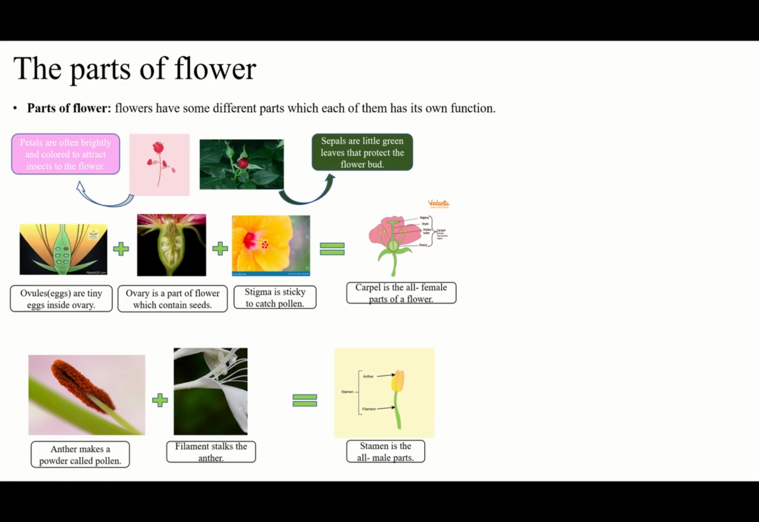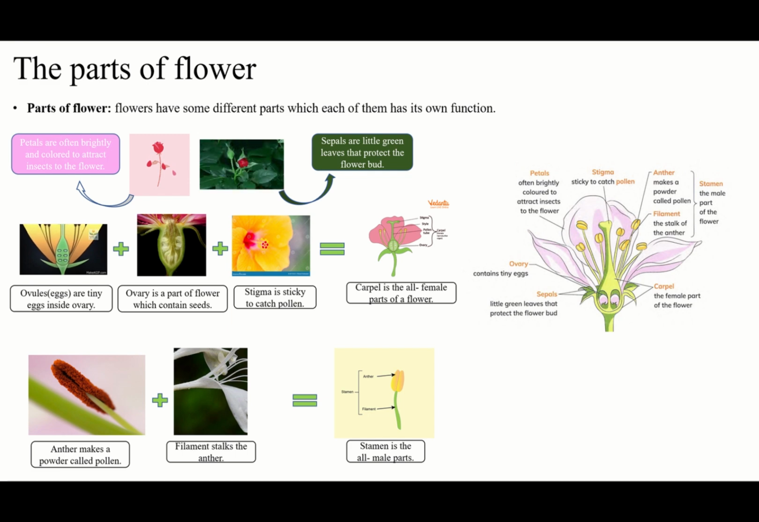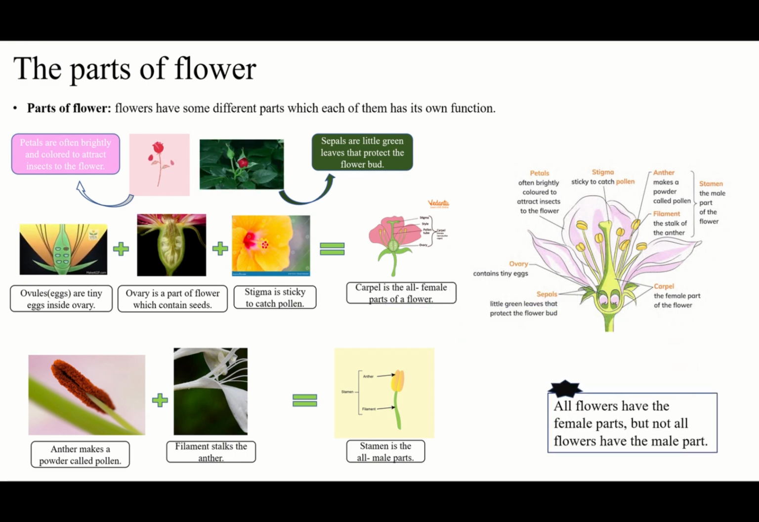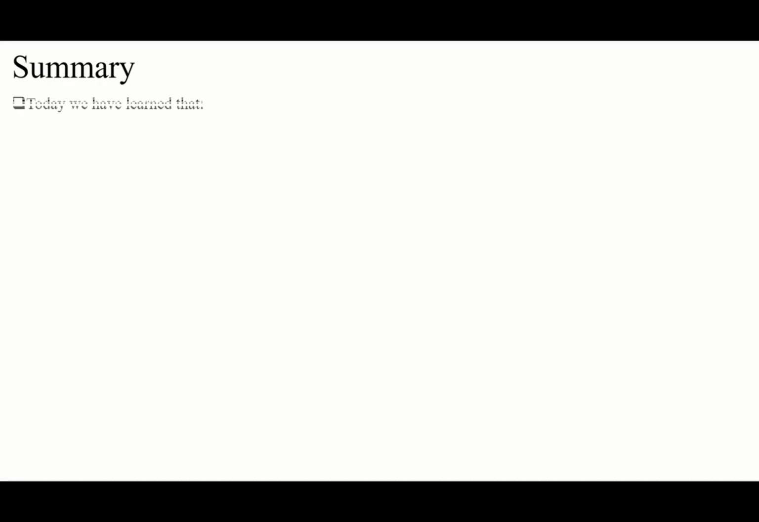So that was all the parts. And here are the parts of the flower with the names, everything. And as we said, all flowers have the female part, but not all flowers have the male part. So that was the lesson, and today I'm just going to summarize it.